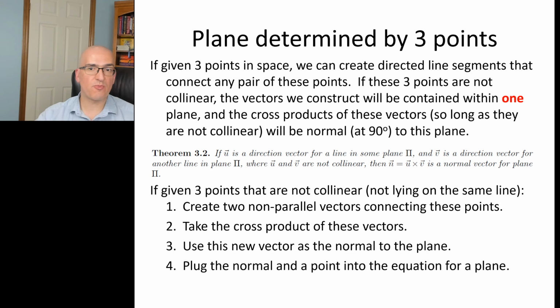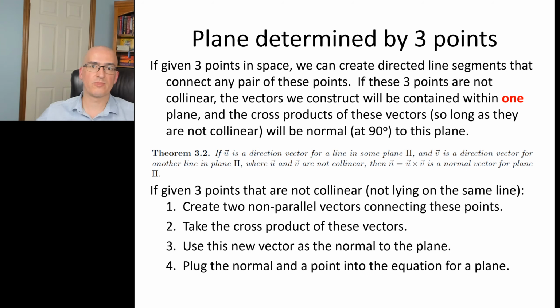When we take the cross product of parallel vectors, what happens? We'll get 0. 0 is not a very helpful normal vector for a plane. It does not help us define a plane. We get 0 times x plus 0 times y plus 0 times z equals n dot p. If n is 0, it's 0 dot p, which is going to be 0. We get 0 equals 0.